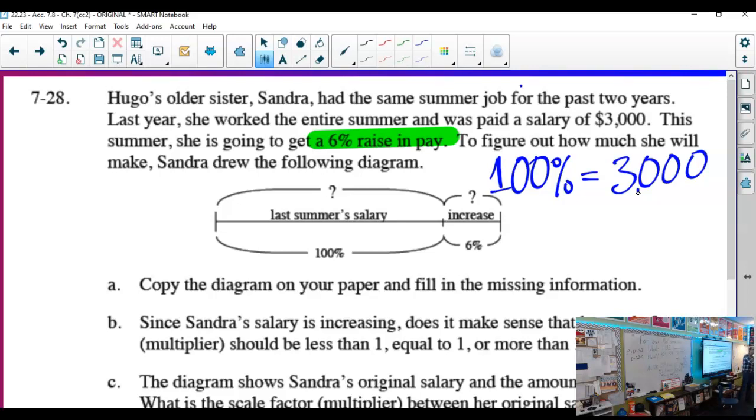We can do the 1% rule, bump the decimal twice, and say 1% is 30. Guys, I do not care how you solve these problems. I like to argue with you to make you defend your math and explain it. But if you get to the right answer, you get to the right answer.